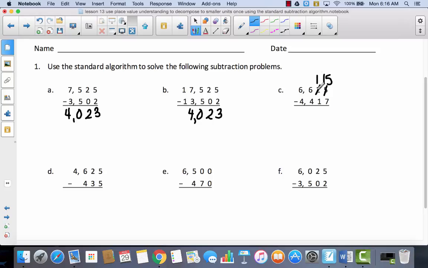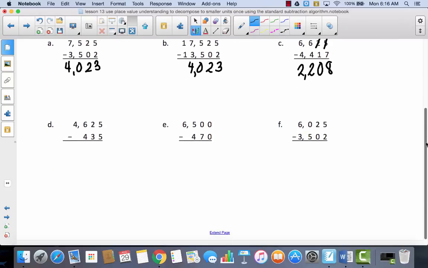Am I ready to subtract in the tens place? Yes. In the hundreds place? Yes. In the thousands place? Yes. So I'm going to pause the video. I want you to go ahead and subtract and find the difference. After subtracting, I ended up with 2,208. Okay, let's move along and take a look at problem D.